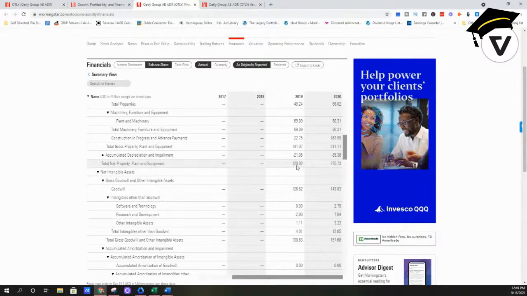Okay. So property, plant, equipment, they've added about $155 million worth of property, plant, equipment in the last year. Yeah, that's from 2019 to 2020. That's an enormous amount. That's not cheap, Jason. They're a farm-based company. This stuff is going to be super expensive.